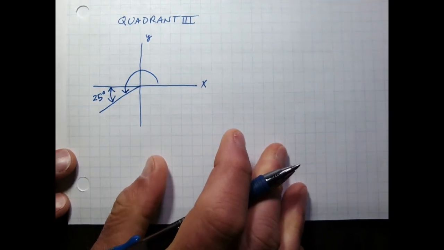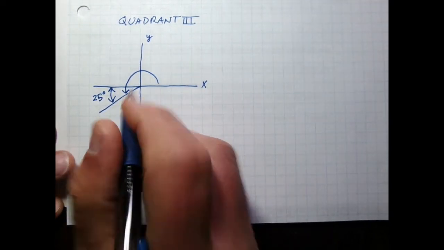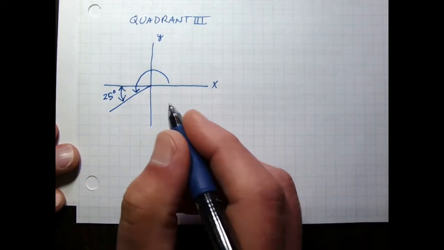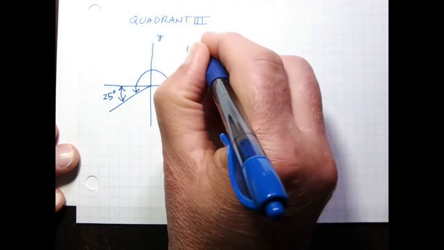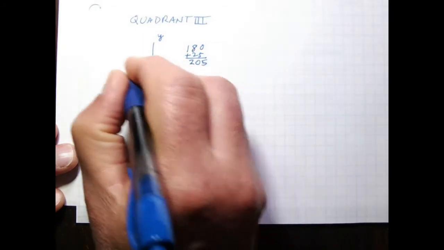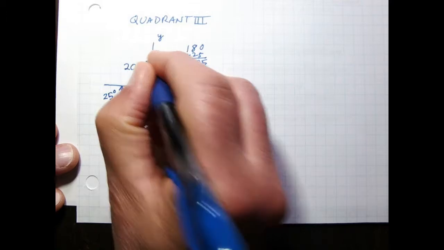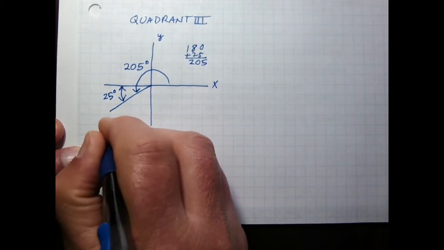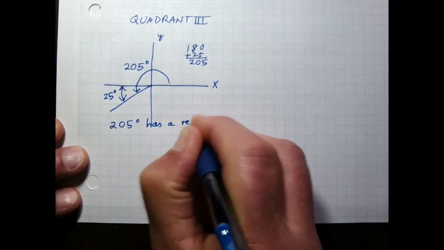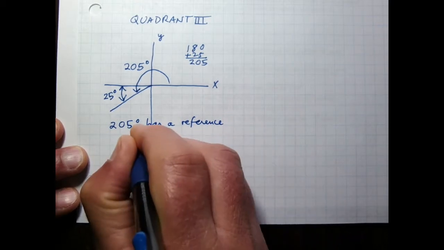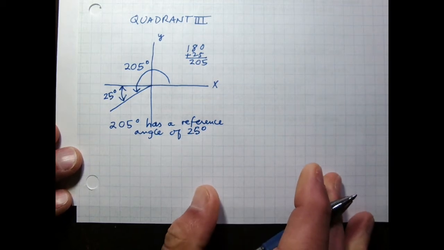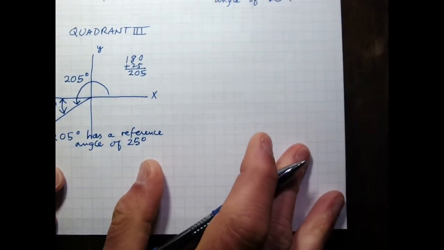So the way we're going to figure this one out is a little bit different from what we did in quadrant 2, because we can see that the angle we want is 25 degrees more than 180. I want to take 180 plus 25 degrees. I think that's 205. So this is a 205 degree angle that we've just drawn, and we would say 205 degrees has a reference angle of 25 degrees. Let's move to quadrant 4.